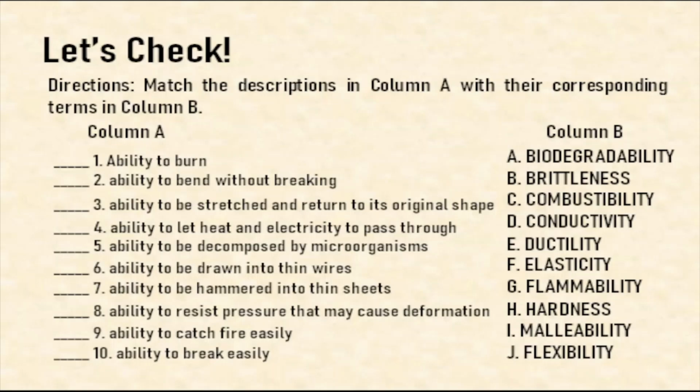Number 1, letter C, combustibility. Number 2, letter J, flexibility. Number 3, letter F, elasticity. 4, letter D, conductivity. 5, letter A, biodegradability. 6, letter E, ductility. 7, letter I, malleability. 8, letter H, hardness. 9, letter G, flammability. Number 10, letter B, brittleness.